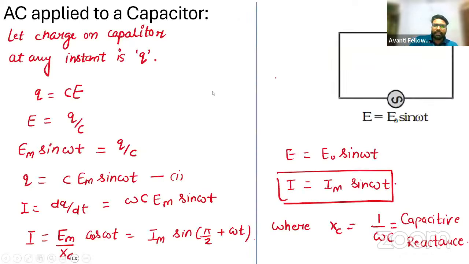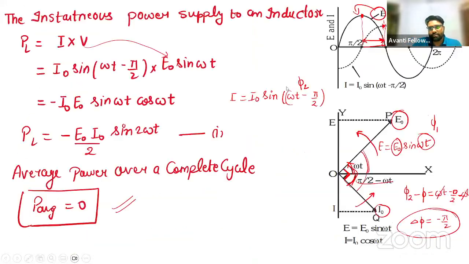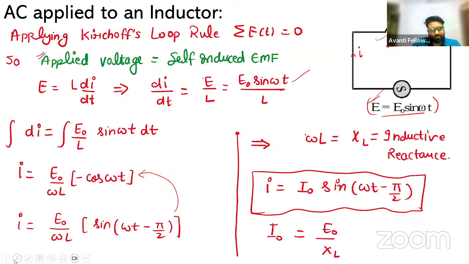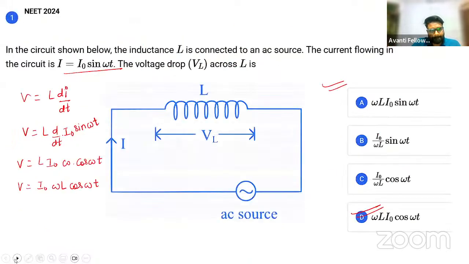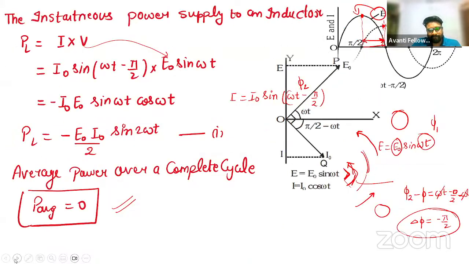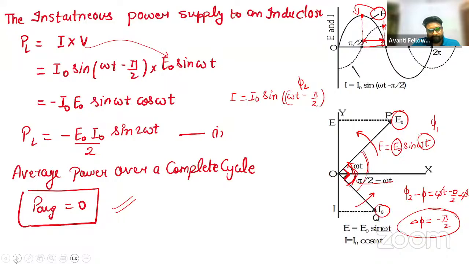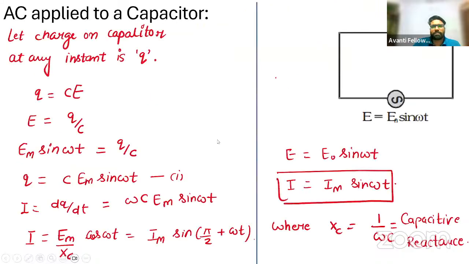नाउ एसी अप्लाइड टू अ कैपेसिटर। एसी अप्लाइड टू अ कैपेसिटर, तो यहाँ पे हमने कैपेसिटर लिया है, we have taken a capacitor of capacitance C and a current I is being flown in this circuit, and we have taken an alternating current source E equals E naught sine omega t.